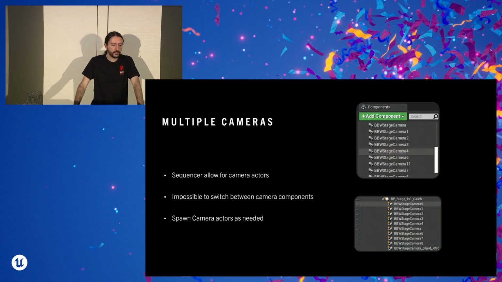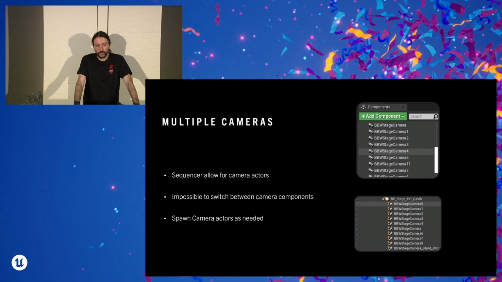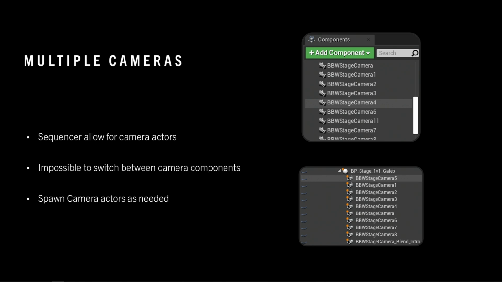Working with multiple cameras can be a pain in sequencer, multiple camera components, because as I said, in our stage actor, we have a lot of components for the cameras, but basically the camera cut track lets you choose an actor for a shot, not a component. And that's not great. So what we did is we basically spawned camera actors for every camera component that copies the data from it. So it's not ideal. We are trying to find something better. Maybe at some point sequencer will allow you to select a component in the camera cut track. This would be great. So yeah, be mindful of that.